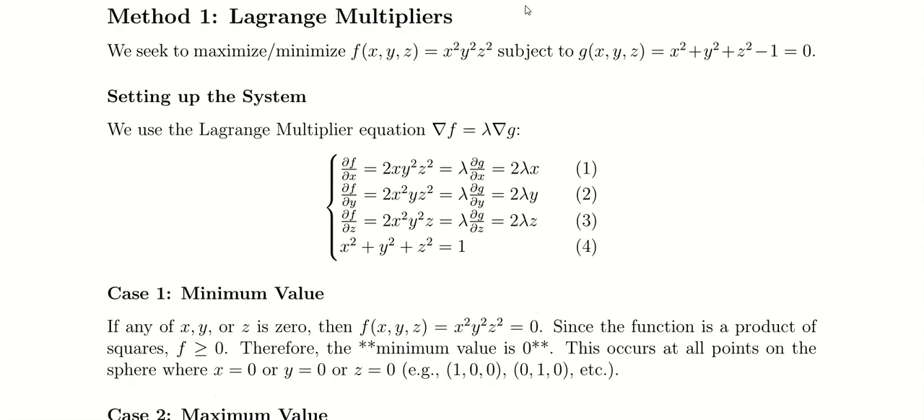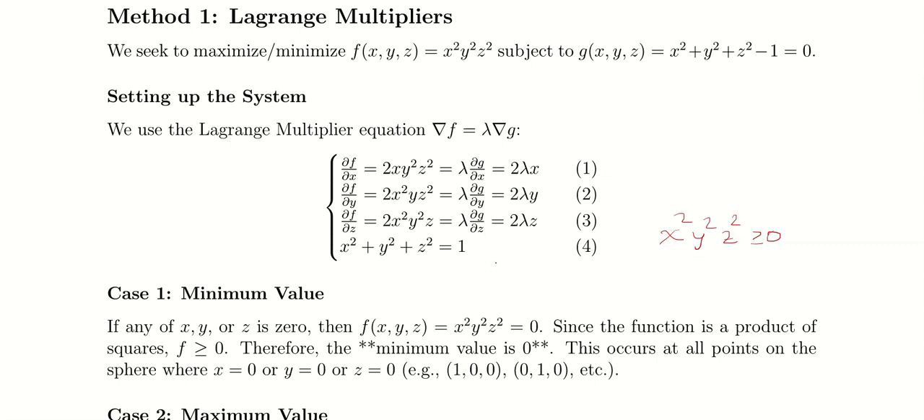Now let's look at the minimum value. For this one, you just want to use common sense. We're multiplying x squared, y squared, and z squared. We know that this is always going to be greater than or equal to 0, no matter what real numbers x, y, and z are. So the smallest it could be is 0.